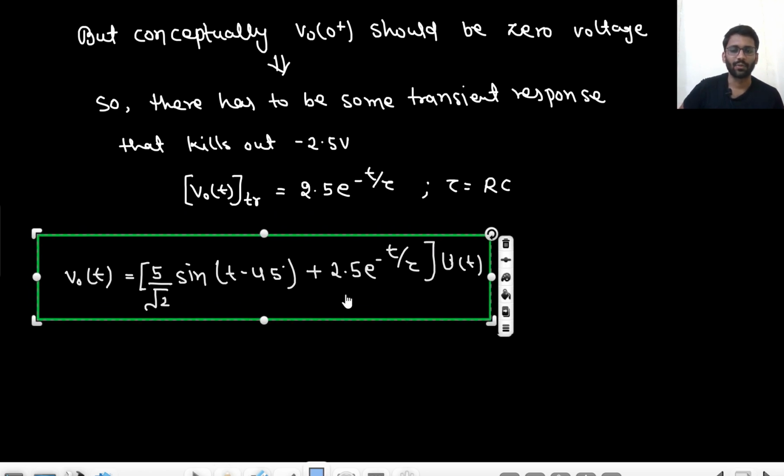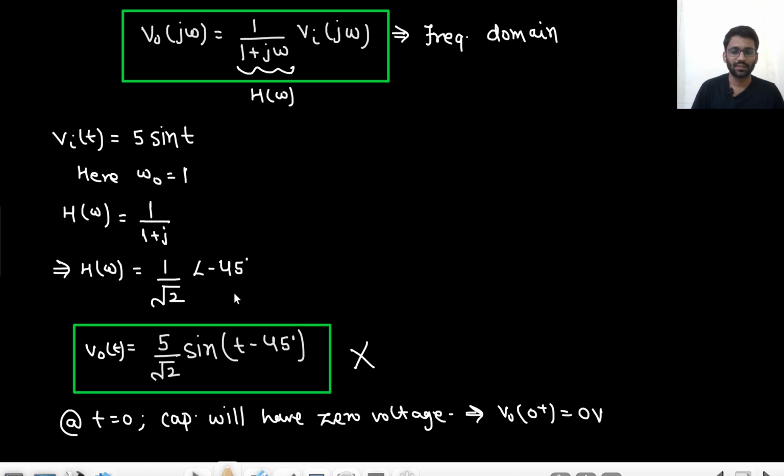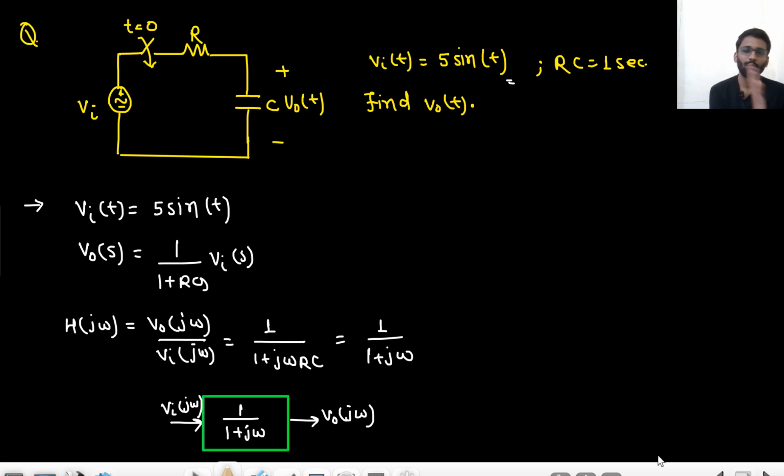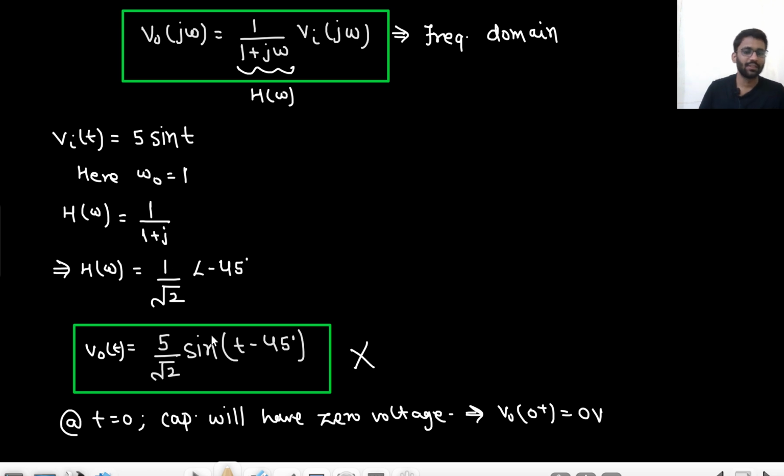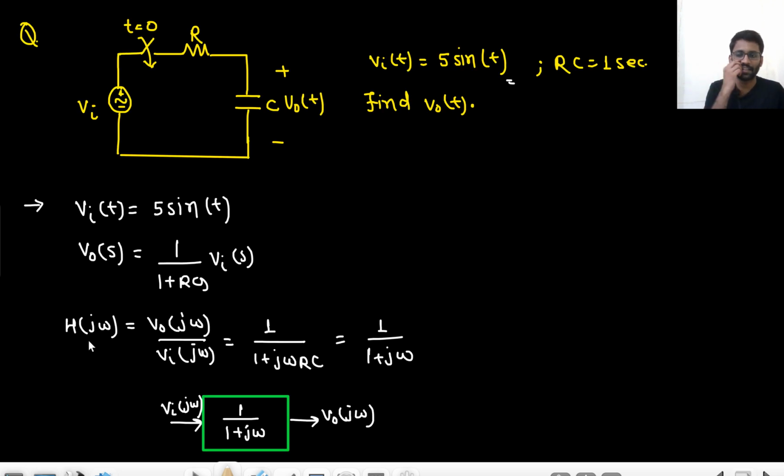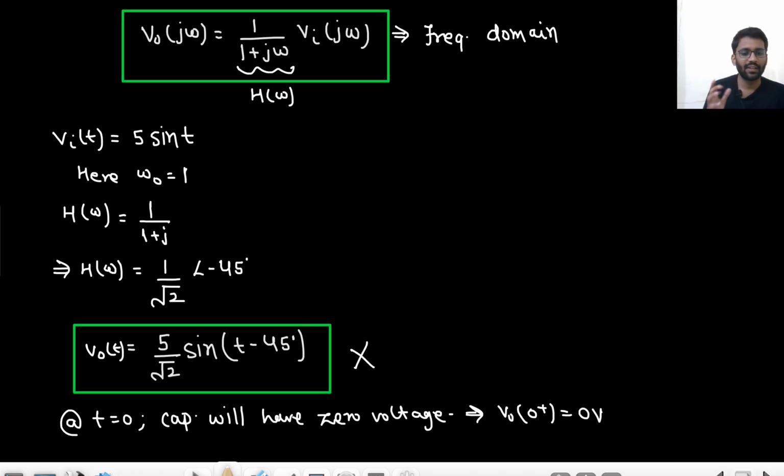Are you getting my point or not? This is a very important thing. Many times I ask this question in interviews as well, in some mock interviews. I ask, this circuit is given to you, what will be your final output? Everyone first finds the transfer function, then says the magnitude is 1 by root 2 and the angle is minus 45. So 5 by root 2 sin(t minus 45 degree). Then I ask them to check the value at t equals 0. That is minus 2.5. But what do you expect? You expect that voltage to be 0.